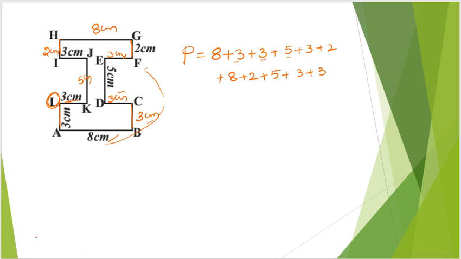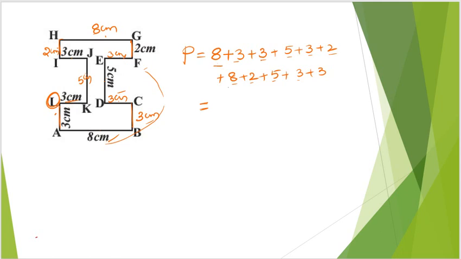1, 2, 3, 4, 5, 6, 7, 8, 9, 10, 11. Is that correct? Totally how many sides are we getting? 1, 2, 3, 4, 5, 6, 7, 8, 9, 10, 11, 12. Where have we missed one thing? First is 8, 3, 3, 5, 3, 2, next 8, 2, 5, 3 and 3. If you add all these, what am I going to get?